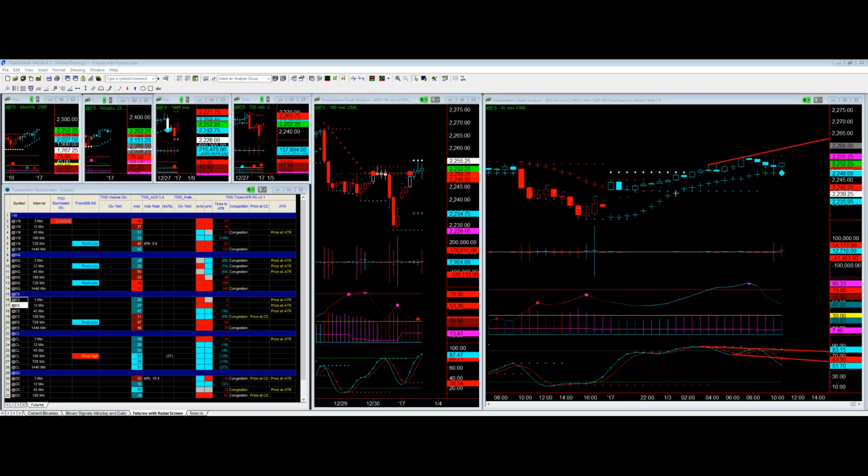That's exactly how I want that bar to continue. I want to see the buyers in there. I want to see this make that reversal bar.